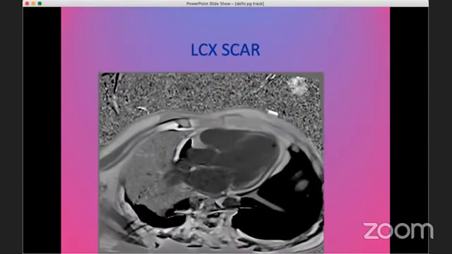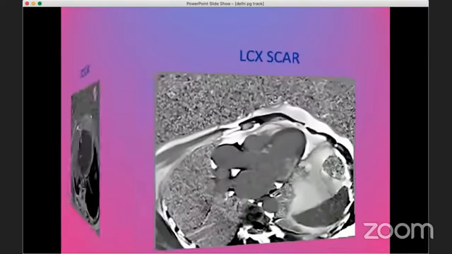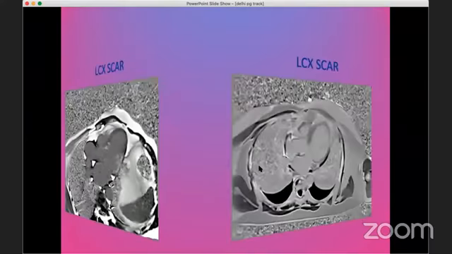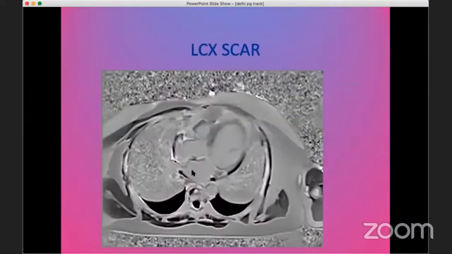Moving on, this is a classic example of a patient with a left circumflex occlusion, and you can see the posterolateral wall has a transmural scar completely encompassing the thinned out wall, and this patient again has a non-viable myocardium in the circ territory. Another patient has a transmural scar in the circ territory, completely encompassing the entire wall, and that is non-viable.